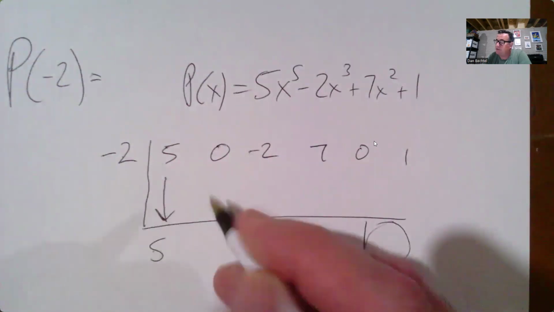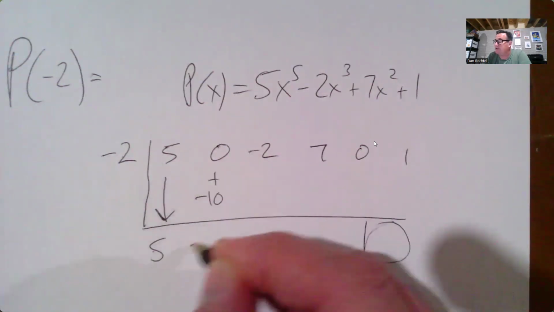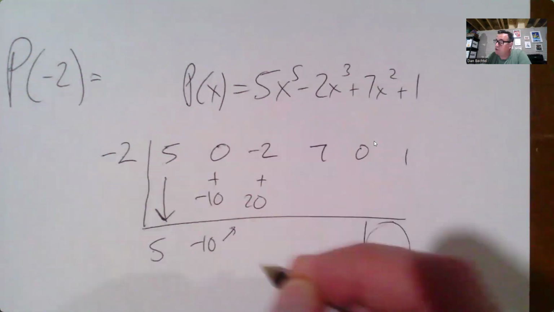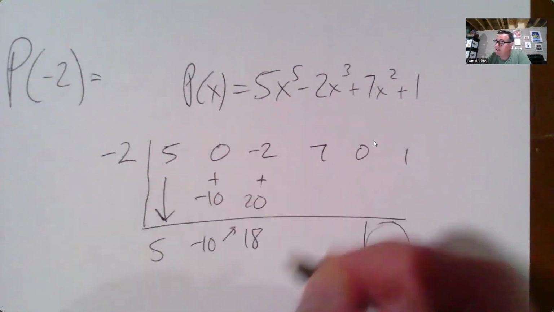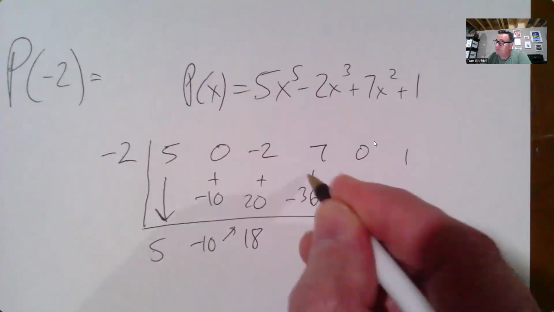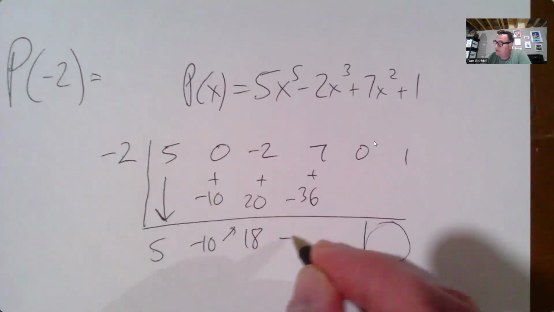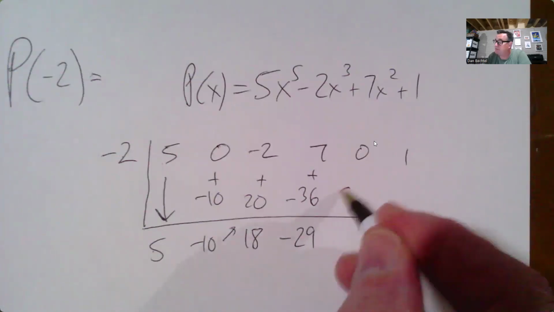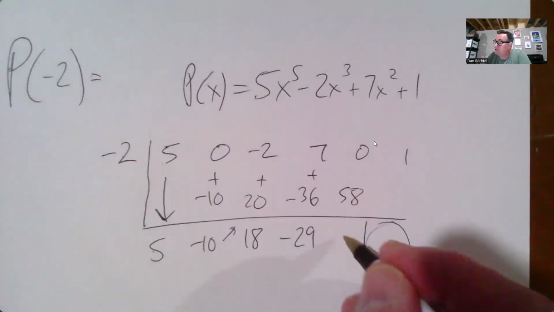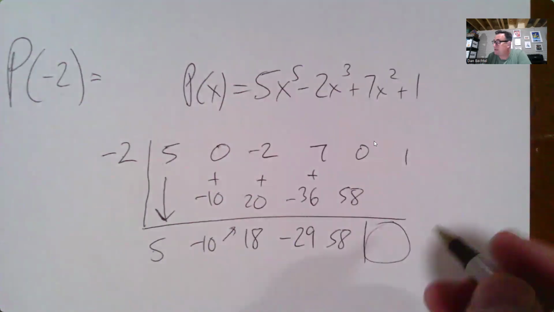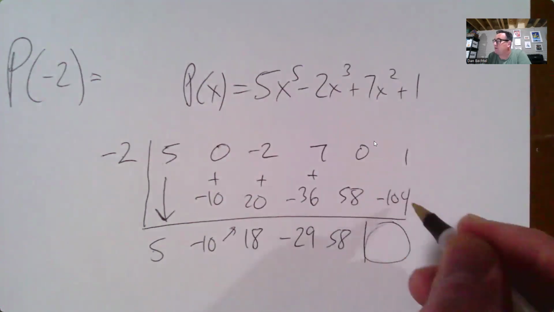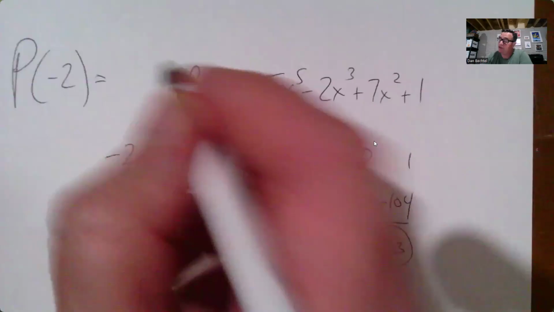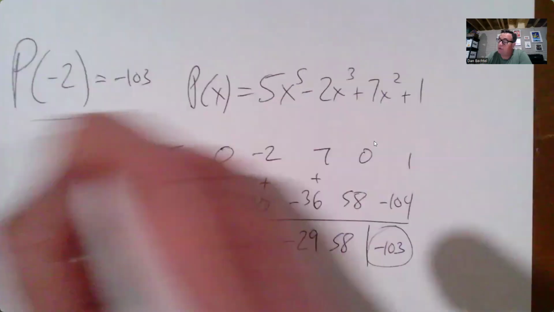5 down, negative 2 times 5 is negative 10. 0 plus negative 10 is negative 10. Negative 2 times negative 10 is 20. Negative 2 plus 20 is 18. 18 times negative 2 is negative 36. 7 plus negative 36 is going to be negative 29. Negative 29 times negative 2 is positive 58. 58 plus 0 is 58. 58 times negative 2 is negative 116. And if I add that to a 1, negative 103 is the answer. So negative 103 is what we would get when we plugged it in.